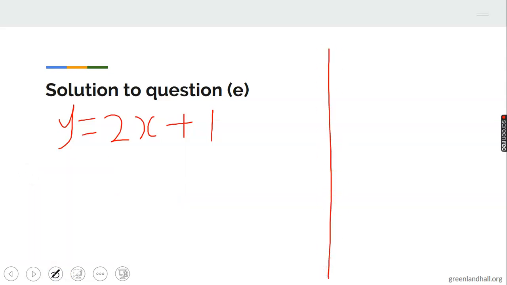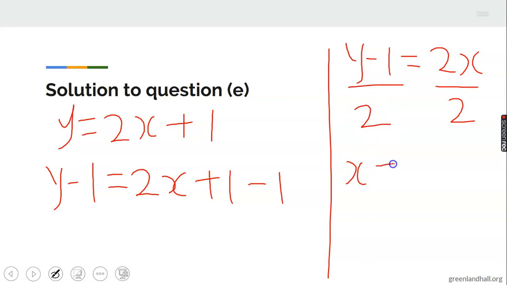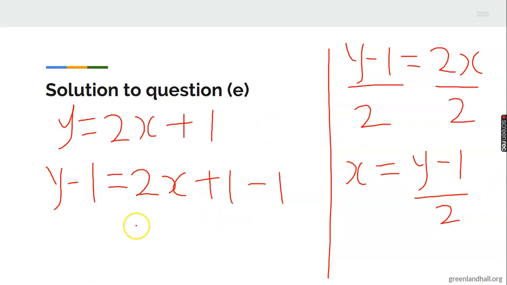Now, we have y minus 1 equals 2x plus 1 minus 1. Now, plus 1 minus 1 will give us what? 0. So that means y minus 1 equals what? 2x. I don't need 2x. What I need is x to stand alone. What do I do? I divide both sides by what? By 2. That means x equals (y minus 1) over 2. That's all. So, very simple.